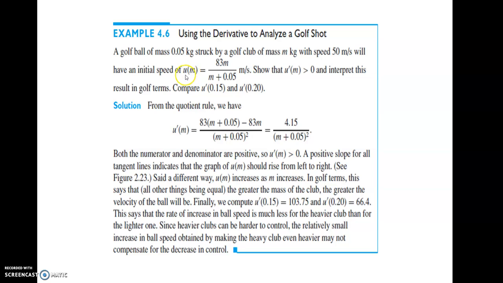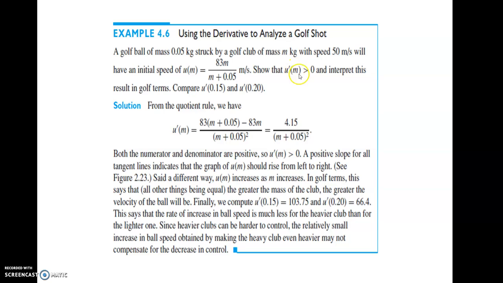So u of m, that is f of x means u of m now. So u is f, m is x, and then u depends on m, that is, the speed of the bat depends upon the mass of the ball. So it is given in meters per second. What is your question here?